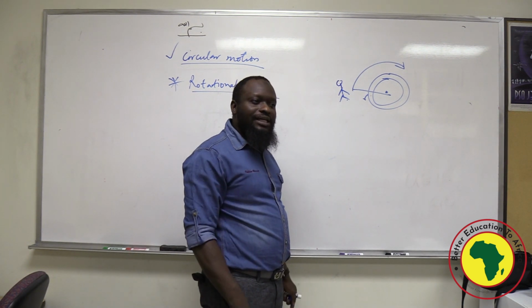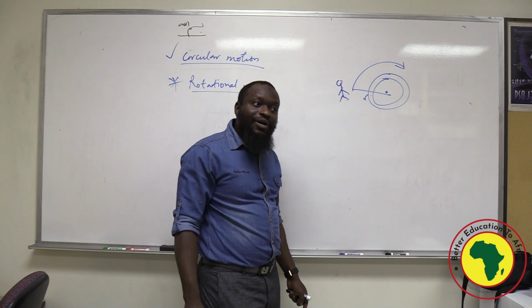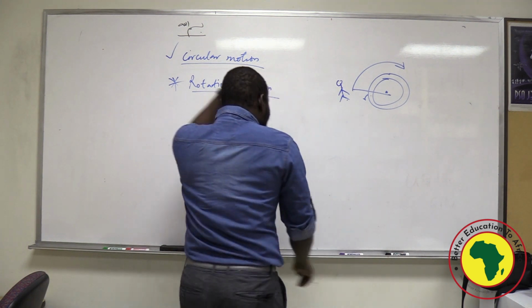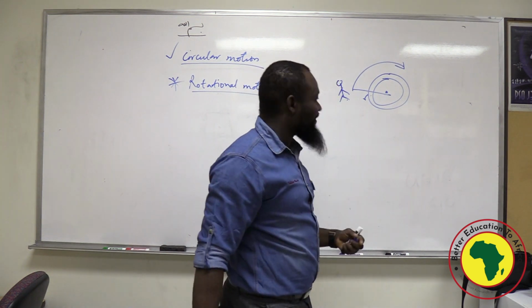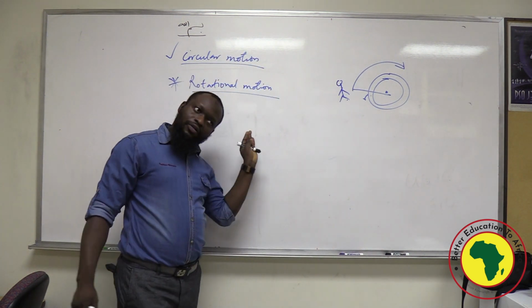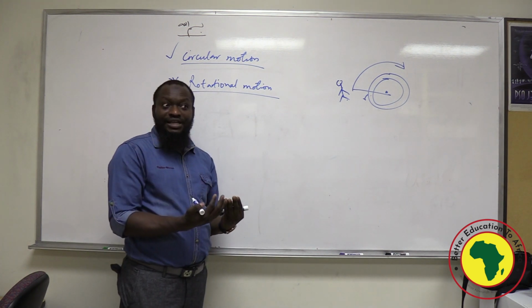When you are rotating, it means you are going around yourself. So the center of the circle is yourself. So a point about you like this, you are rotating. Good. So when we discuss rotational motion, we'll discover rotational motion has circular motion inside it.